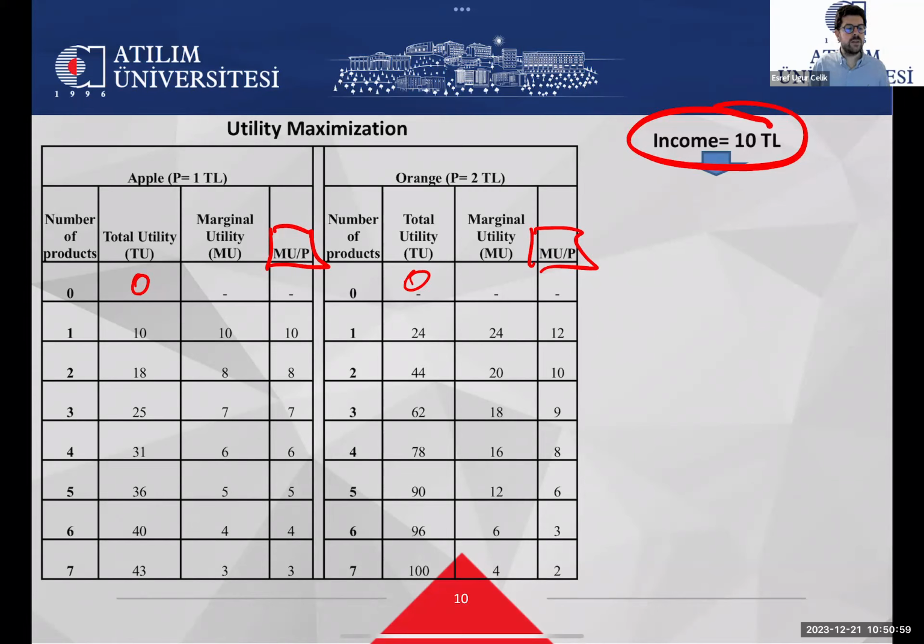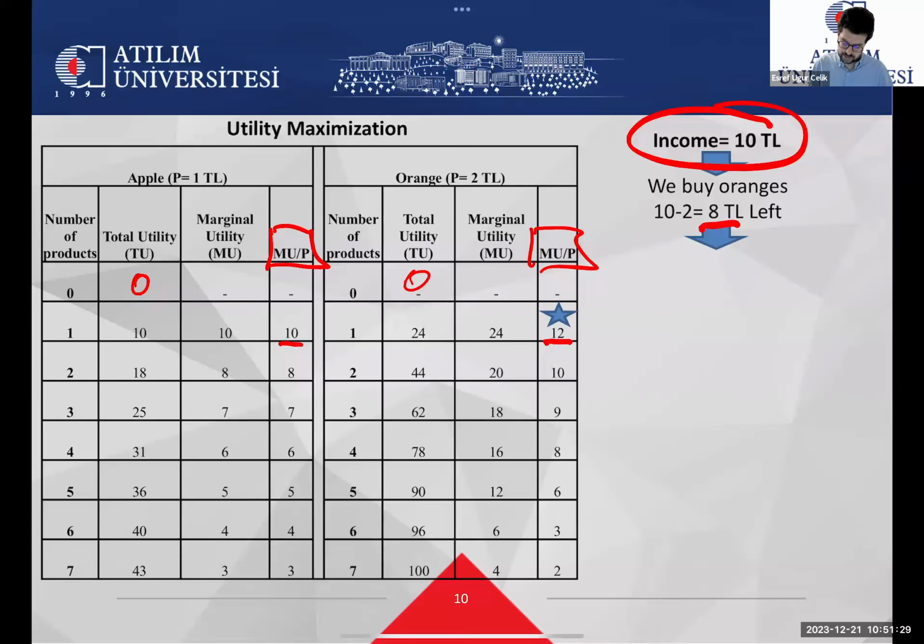If we get 1 apple, we get 10. If we get 1 orange, we get 12. Which one is greater? Exactly, orange. So in our first selection, we choose orange. And orange is 2 Turkish lira. That's why we pay 2 Turkish lira for the orange. So we have 8 Turkish lira left. This is our first choice.